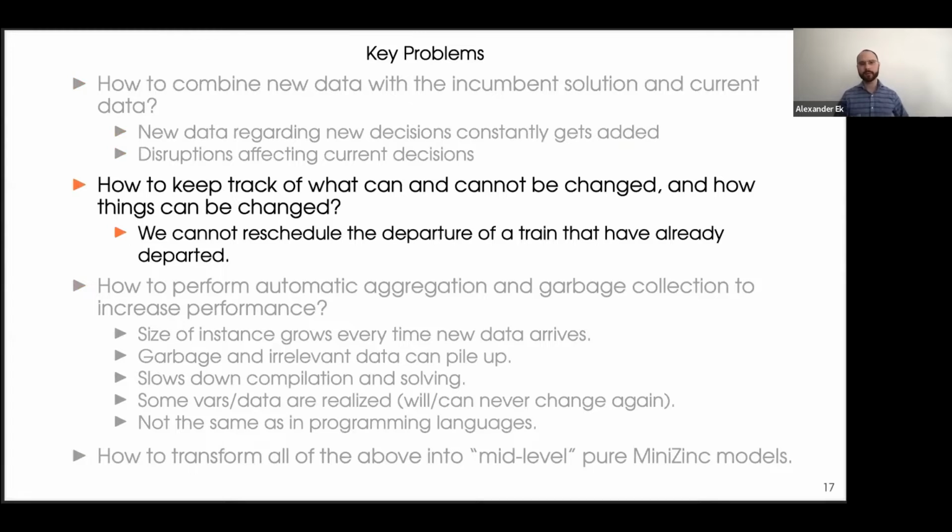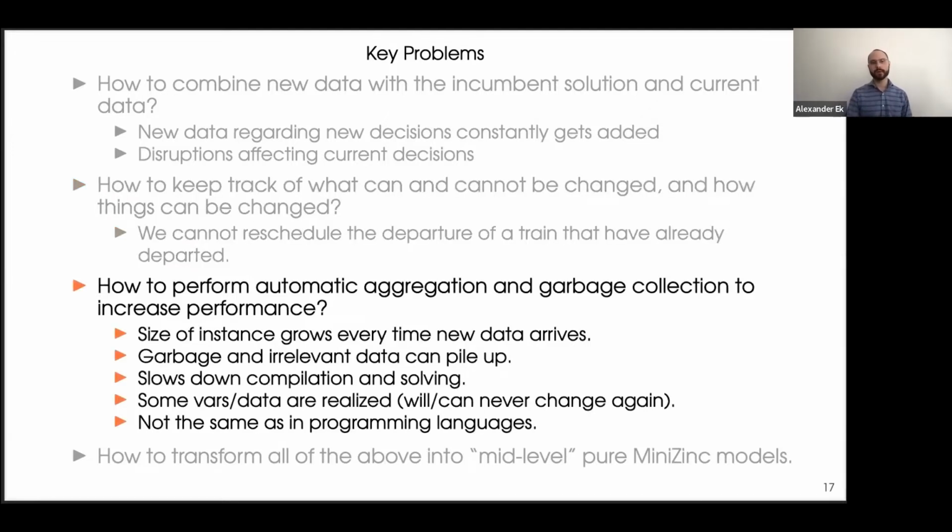The second one, how do we keep track of what can and cannot be changed? And how things can be changed if they can change, right? Maybe there's some restriction. Well, you can change this a little bit. But what does that mean? We cannot reschedule the departure time of a train that has already departed, for example. We cannot change the departure time to yesterday, right? So there are restrictions here. And how do we formalize that?